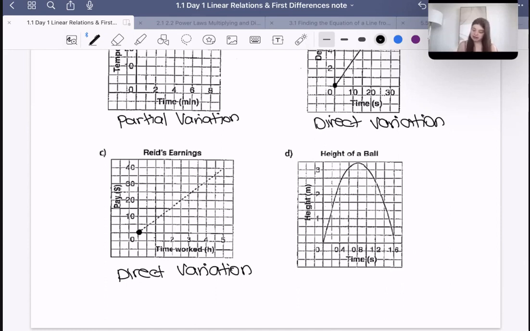And then this last one, height of a ball, this is not applicable because it is not a line, right? It is not directly or partially proportional. So for this one, we would say not applicable because it is not a line. Partial and direct variation only applies to lines.